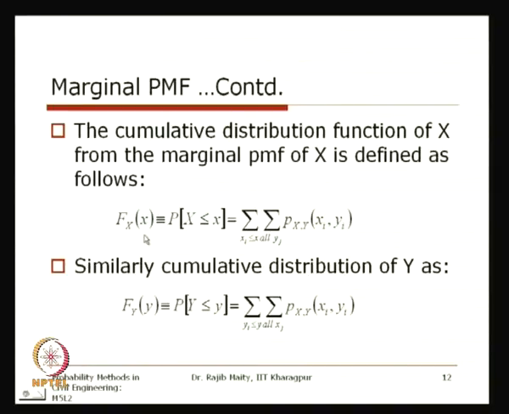Similarly, in the case of y, it is just the opposite. When you take the cumulative distribution of y, you first sum up the PMF for all x, and the resulting sum is the marginal distribution of y. Then you sum up that marginal distribution up to a specific value y to get its cumulative distribution.